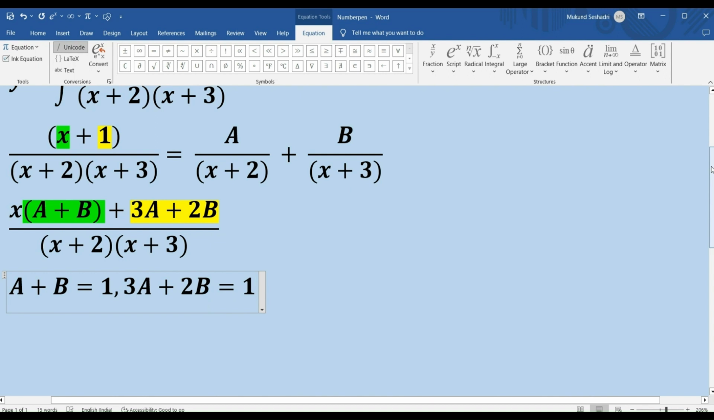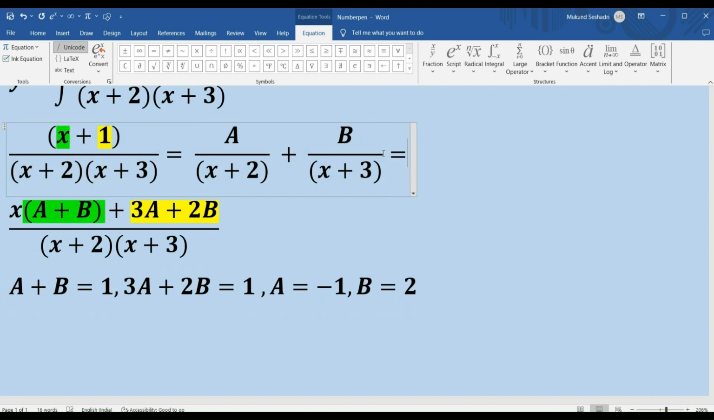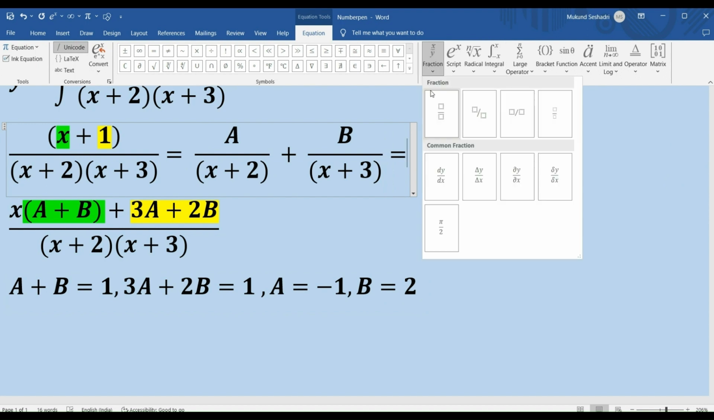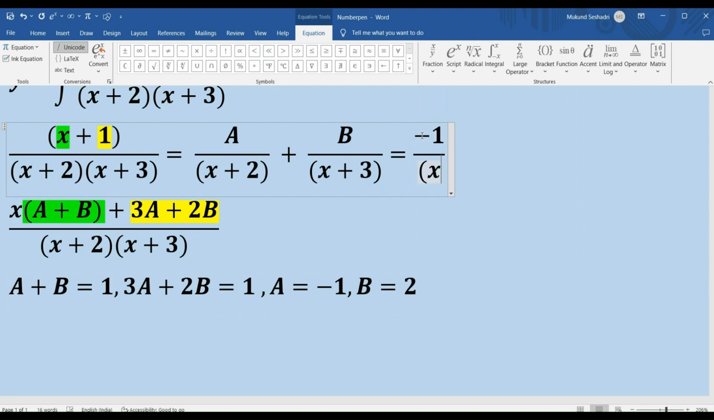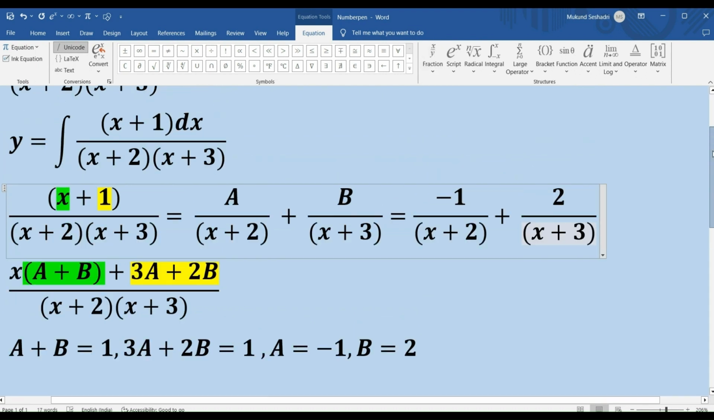Now I'm going to solve for a and b, and when I solve for a and b, I realize that my a equals minus 1 and my b equals 2, right? This is what I get. I plug it back into the given expression, which I originally wrote. So my expression is nothing but minus 1 divided by (x plus 2) plus 2 divided by (x plus 3). So now I know that I've resolved them into partial fractions.